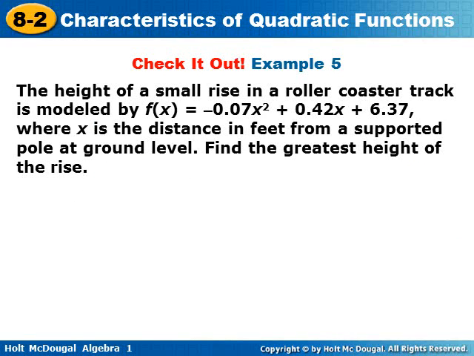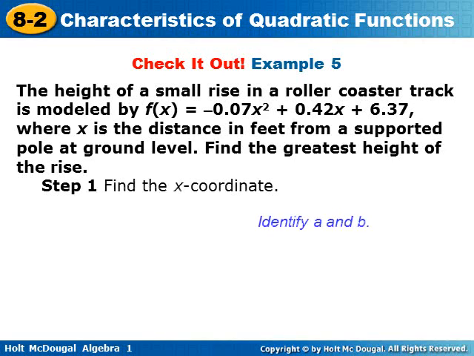The height of a small rise in a roller coaster track is modeled by f of x equals negative 0.07x squared plus 0.42x plus 6.37, where x is the distance in feet from a supported pole at the ground level. Find the greatest height of the rise. This one is for you to try on your own, and then you can check back for your answer.